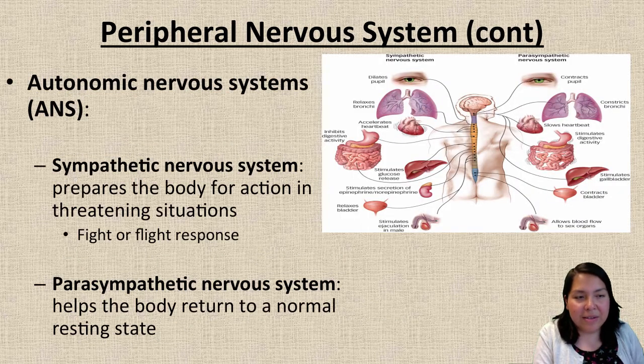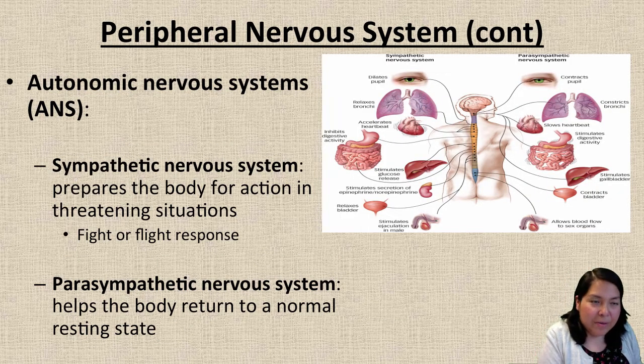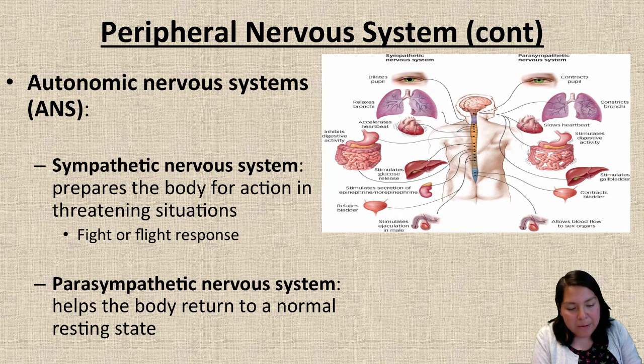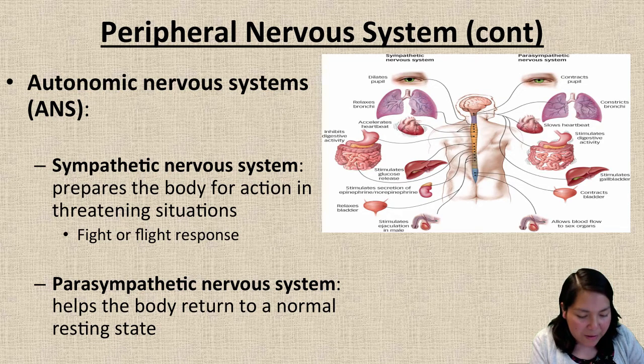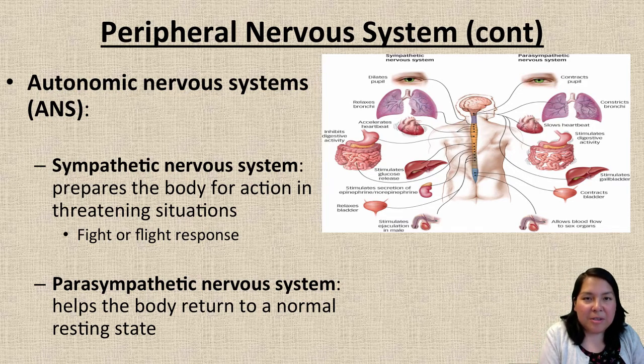And so the second system within the PNS, or the peripheral nervous system, is the autonomic nervous system. And within this one, this can even be broken down further into the sympathetic and parasympathetic nervous systems. And so with this, the autonomic nervous system has to do with bodily functions that are involuntary.